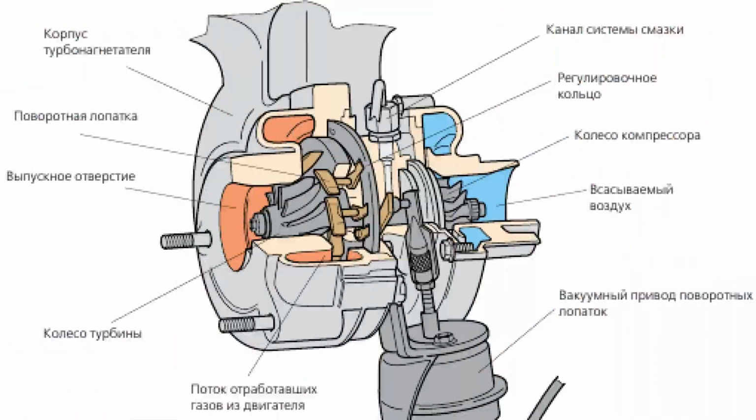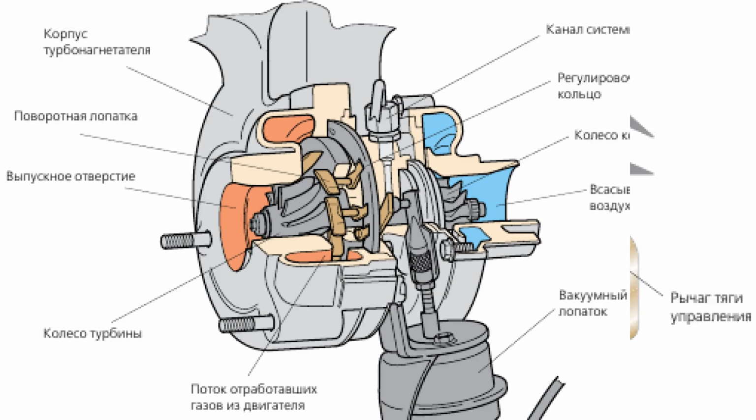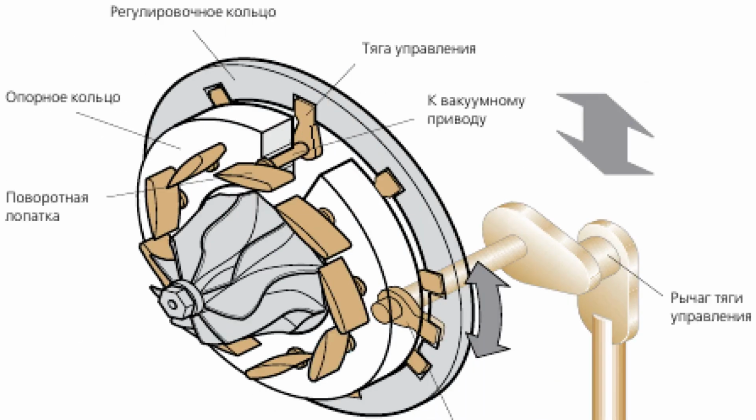Let's get into it. The figure shows a turbine with variable geometry installed on Volkswagen and Skoda cars. The general structure of the turbocharger and the principle of additional air injection do not differ from conventional turbochargers. The main feature is in the rotary blades, control mechanism and vacuum drive.